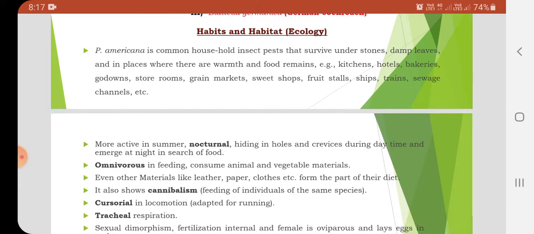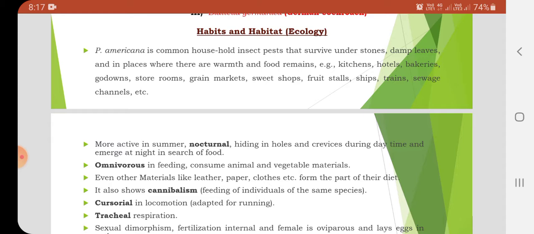Then next, cockroaches are active in summers. These are nocturnal. They are more active during the night. During the daytime, they hide in holes or crevices and emerge out at night in search of food.